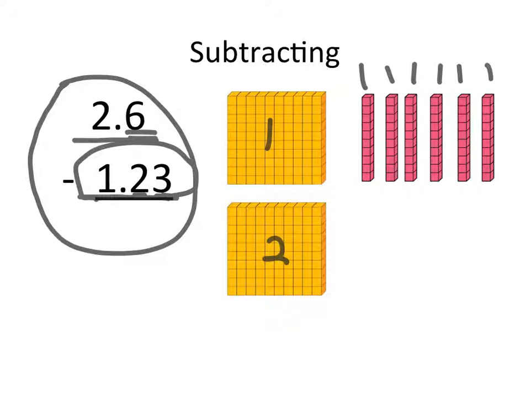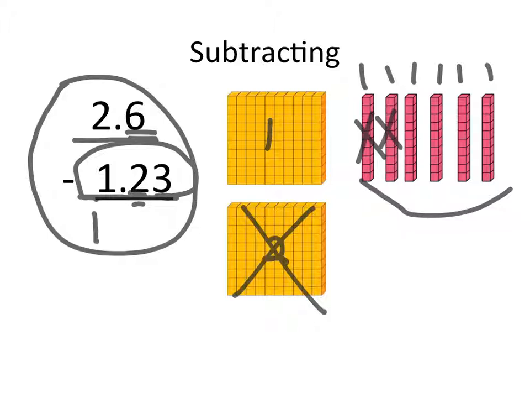Well, we have 2 wholes and we can take 1 away. If I take that 1 away, I'm left with 1 whole. From these 6 tenths, I need to take away 2 tenths. I can do that. If I take away my 2 tenths, I'm left with 4. But what I haven't done yet is take away 3 hundredths. How am I going to do that?